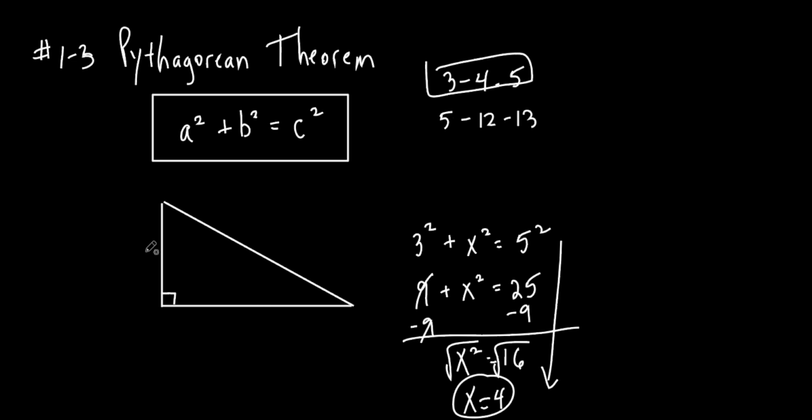What's another Pythagorean triple? 5, 12, 13. So this could have been 5. This could be 12, and I ask you to solve for x right there. How could you solve for that without using any math at all? You could look at it and say, oh, that side's 5, that side's 12. What's the other one have to be? 13, because of the Pythagorean triple. So you could just look at it and say, oh yeah, that's 13.